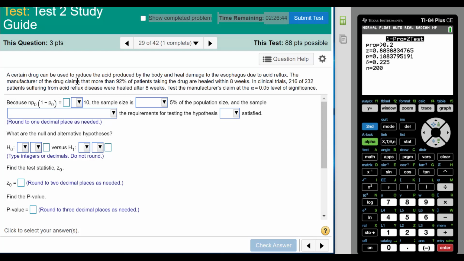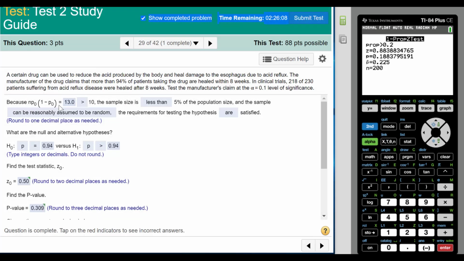A certain drug can be used to reduce the acid produced by the body and heal damage to the esophagus due to acid reflux. The manufacturer of the drug claims that more than 92% of patients taking the drug are healed within 8 weeks. In clinical trials, 216 of 232 patients suffering from acid reflux disease were healed after 8 weeks. That's the claim. Okay, so he's asking us here an additional question to verify the requirement.